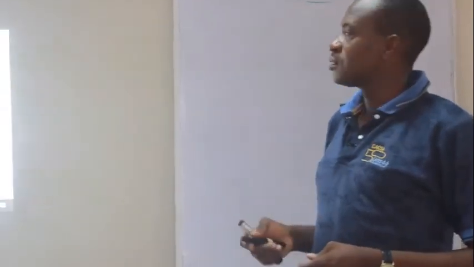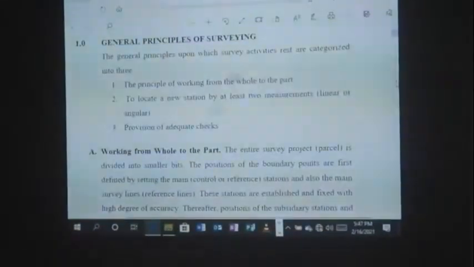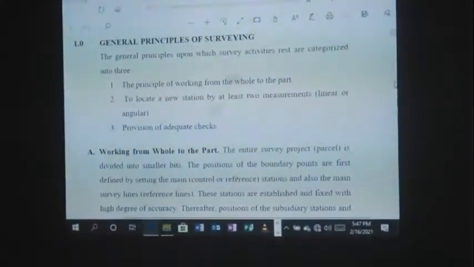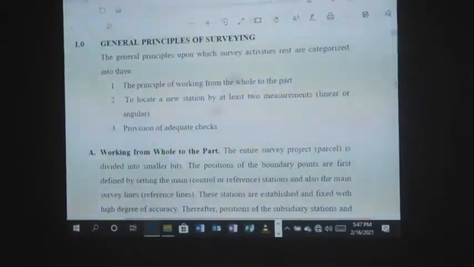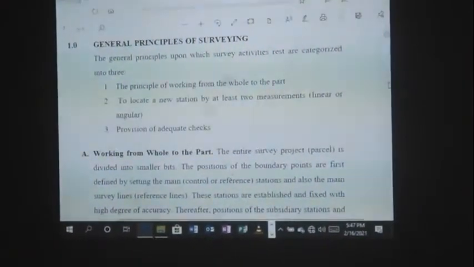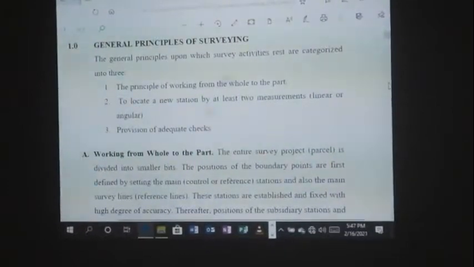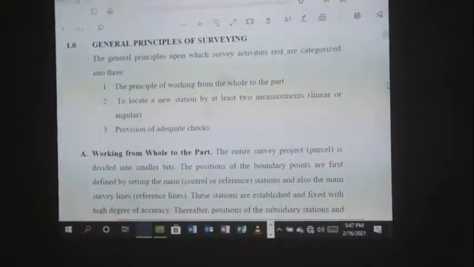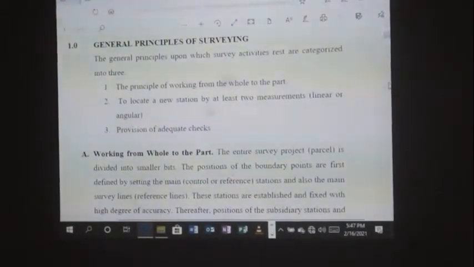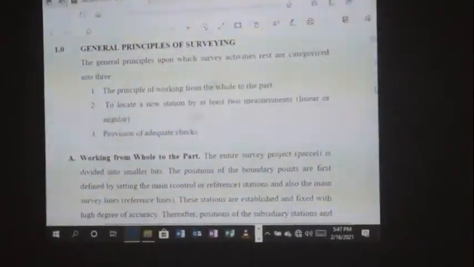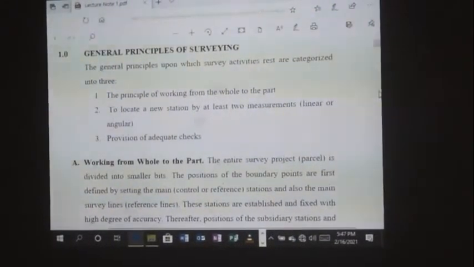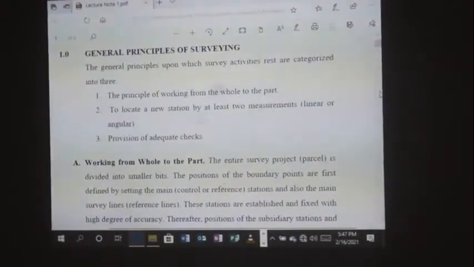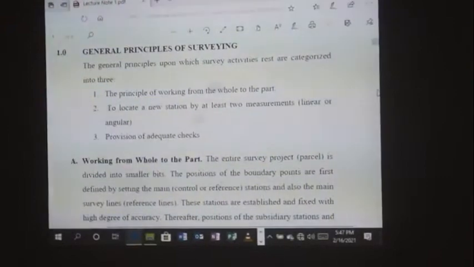Today we are looking at the topic, the general principles of surveying. There are principles that guide operations in surveying, and we want to look at 3 of them now as we progress. The first one is the principle of working from the whole to the part.